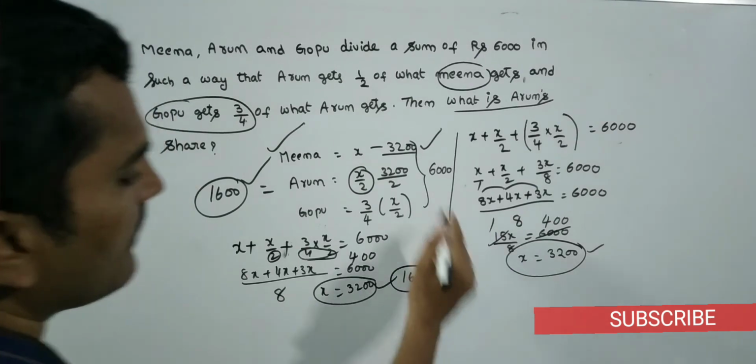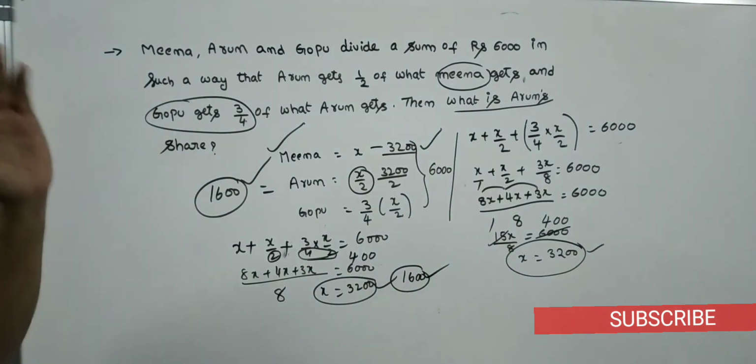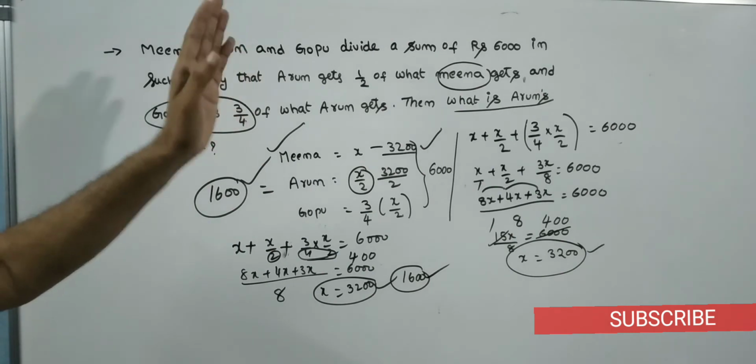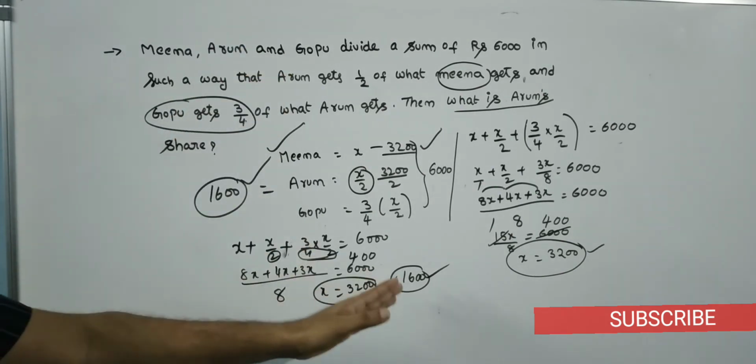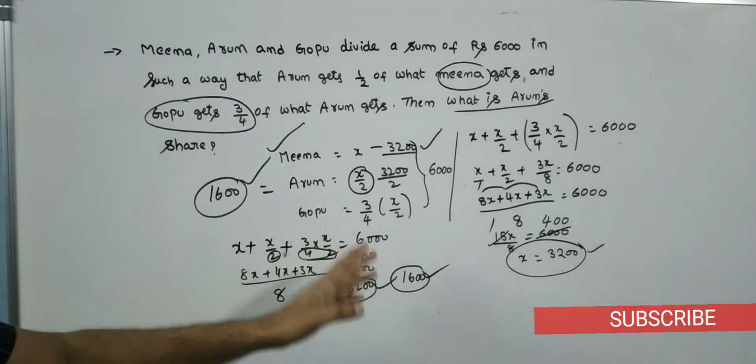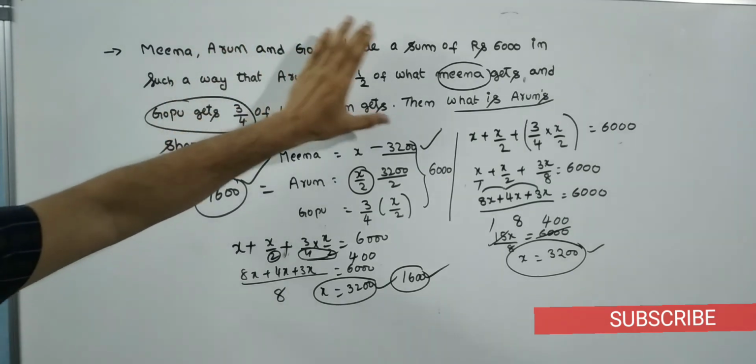1,600. Easily we will get it, but we have to understand the problem. While reading the problem itself we have to understand. For that reason only I am reading the problem 2-3 times.